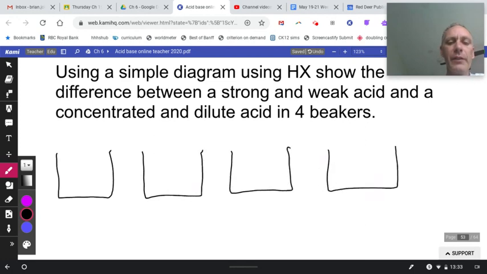I fear I've not made these large enough. Okay, HX, so strong and weak. So in a strong acid, what percentage of them will break apart into H plus and X minus? That should be an H, darn it.